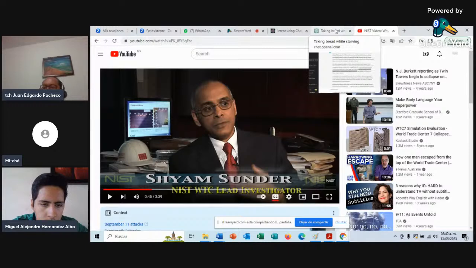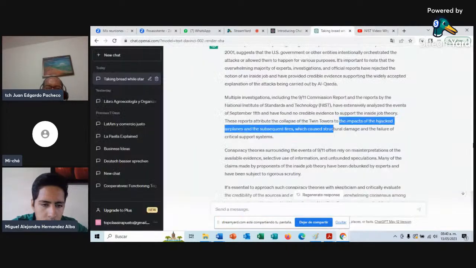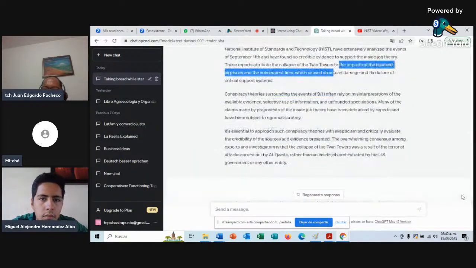So two buildings collapsed because apparently two aircraft crashed against them. And the national investigation says it was the impact of hijacked airplanes, which is impossible according to the engineers, because the buildings are built to resist incredible fires. So it is impressive that the artificial intelligence gives that.